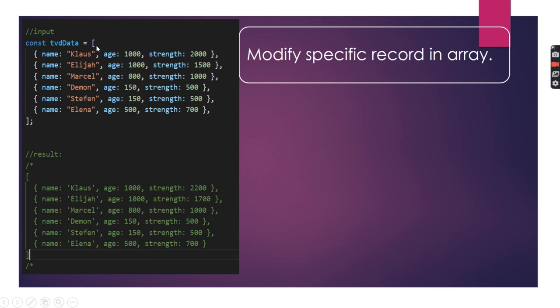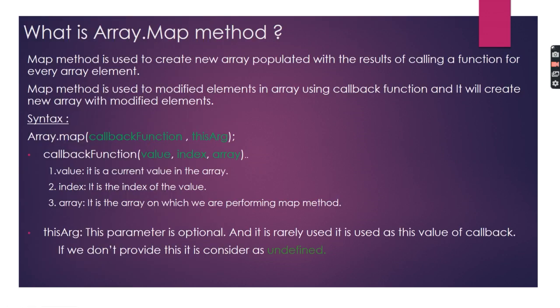Again we have that same array with those same objects, but here we want to modify some specific records in the array. Like we can say some condition where age is greater than 800, and we can increase strength by 200 or something like that. We can add any condition. So we can also modify a specific record in an array using the map method. This approach is used when we are working with React.js or Angular, but it is mostly used with React. So I will explain how to achieve this using the map method.